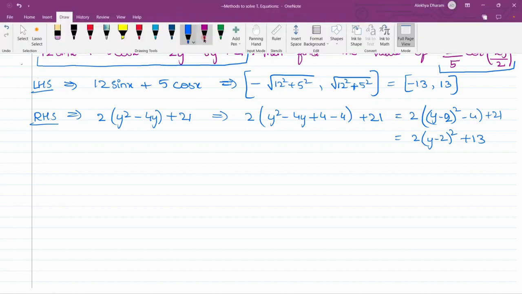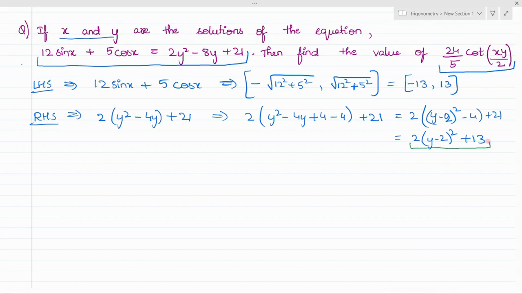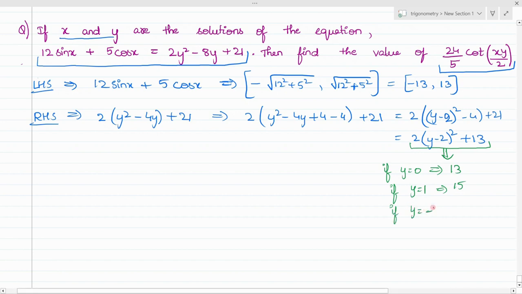So for this, what will the range be? If y is 0, the value will be 13. If y is 1, the value will be 2 plus 13, that is 15. If y is minus 1, the value will be 2 times 3 square, 18, plus 13, which is 31. So the least value is 13, and the highest value increases as y increases or decreases. So the range becomes 13 to infinity, included.